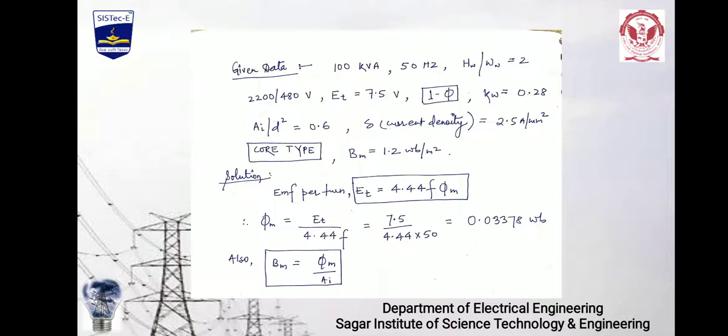The key idea behind solving any kind of numerical problem is to read that numerical problem twice or thrice. That will give you an idea how to start. First of all, we have to write the given data: 100 kVA, 50 Hz. HW upon WW is equal to 2. 2200/480 volt. ET is equal to 7.5 volt. Single phase transformer. KW is equal to 0.28. The ratio Ai upon d square is equal to 0.6. Current density, represented by delta, is equal to 2.5 ampere per mm square. It is also given that it is a core type transformer, and the maximum flux density, represented by BM, is equal to 1.2 weber per meter square.